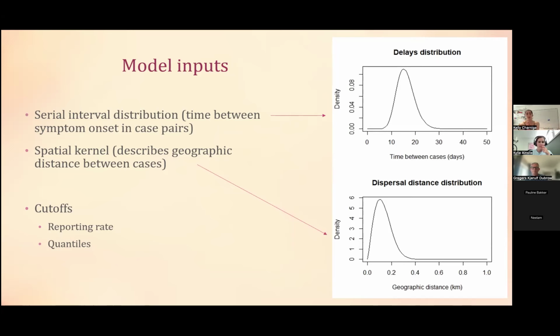Then you have your reporting rate and your quantiles, and these things determine what's called a cutoff. So the cutoff is basically the vertical line that you're going to draw in these distributions to determine whether two cases are related, essentially. And the reporting rate is just what proportion of cases you're actually capturing in your data. And for some contexts, the reporting rate might be pretty low.